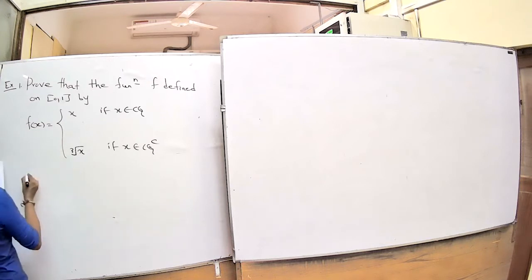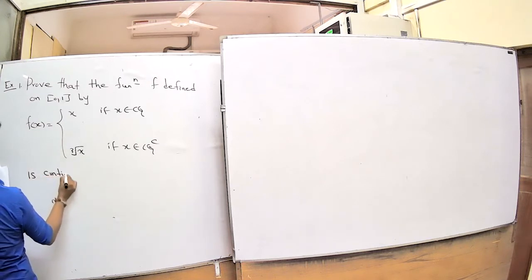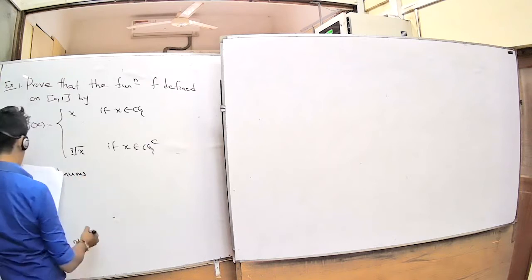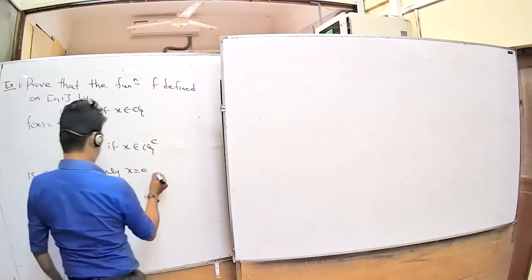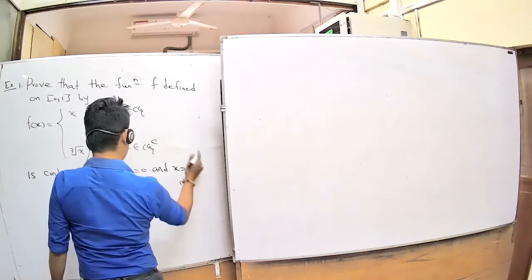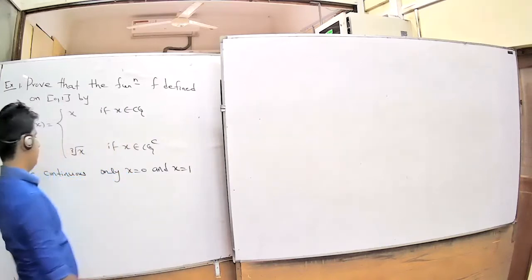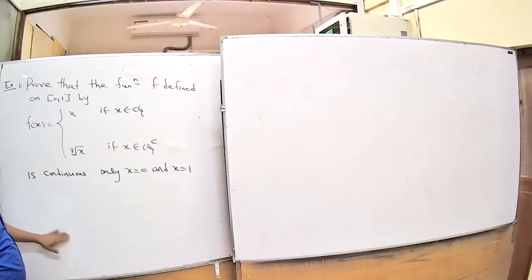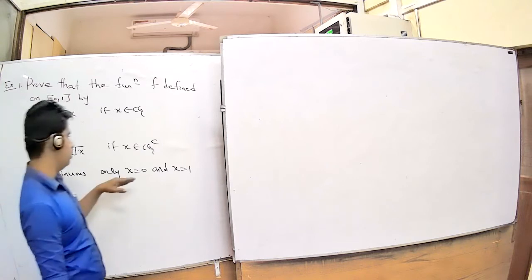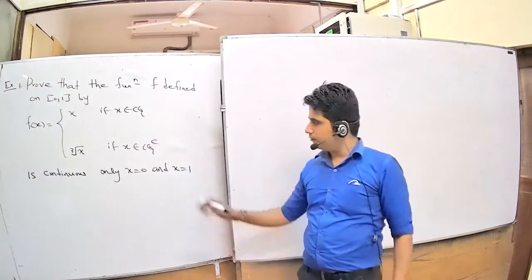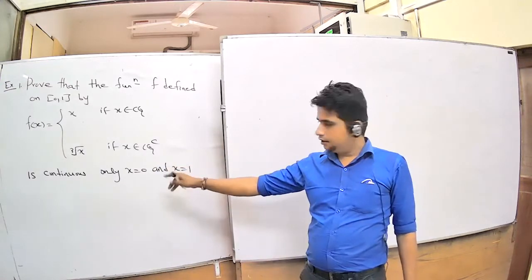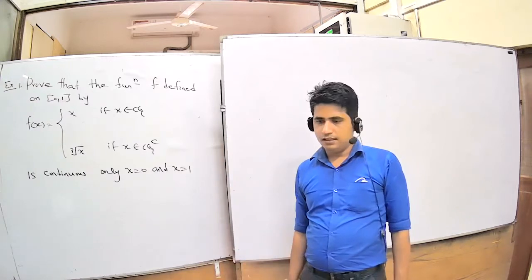Is continuous only at x equal 0 and x equal 1. You know, it is continuous only at x equal 0 and x equal 1. Therefore, you want to check case by case whether this is continuous or not at the points x equal 0 and x equal 1. At other points, except 0 and 1, the function is discontinuous.